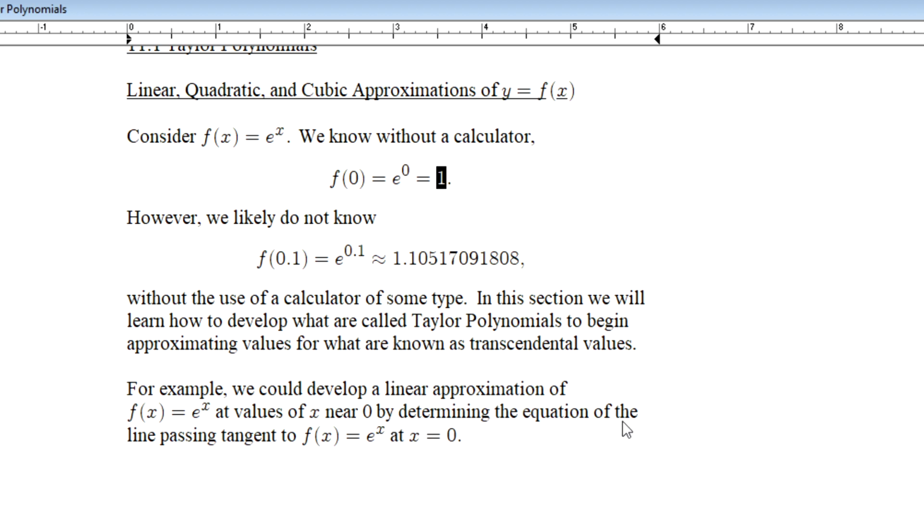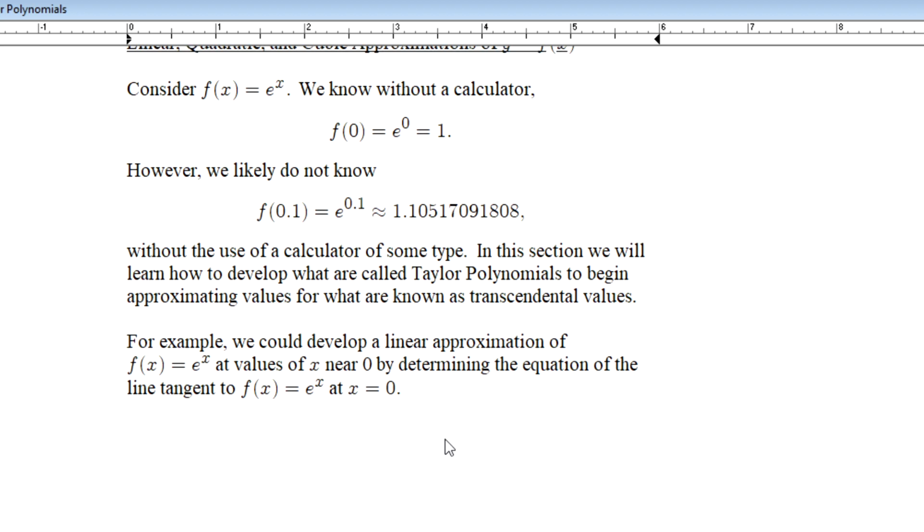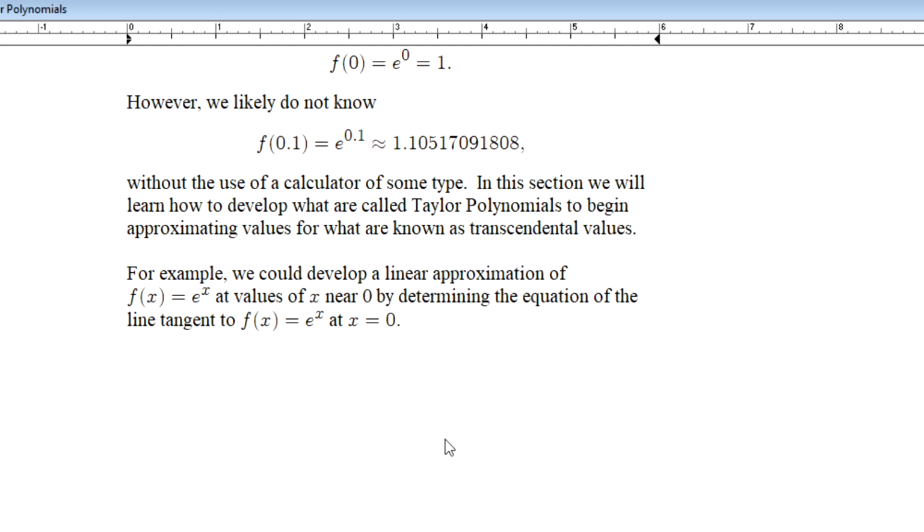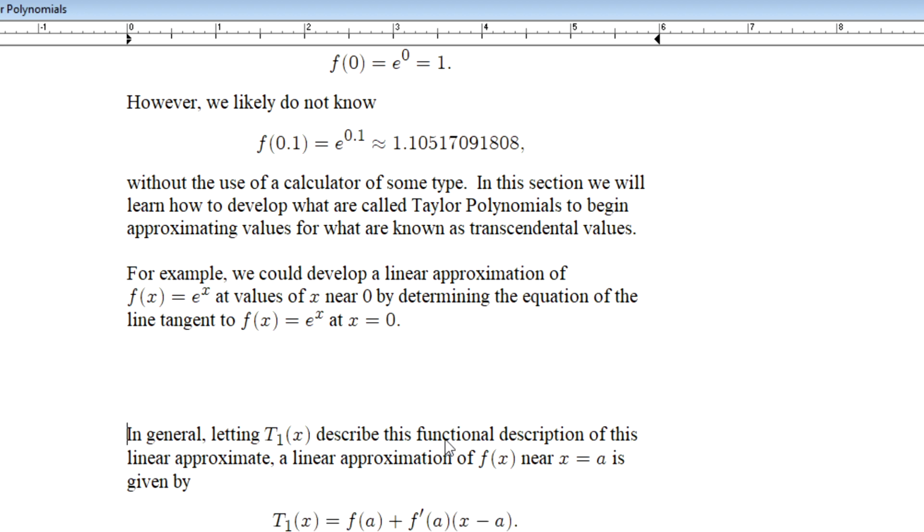We do this by determining the equation of the line tangent to our function f of x equal to e to the x at x equal to 0. We may have seen this topic back in Calc 1, in the application of the derivative chapter, where we developed linear approximations of a function by building the equation of the line tangent to a function at a particular point. That's what we're considering here.